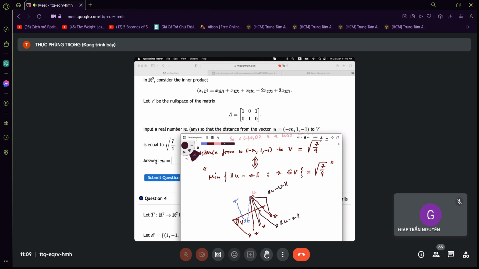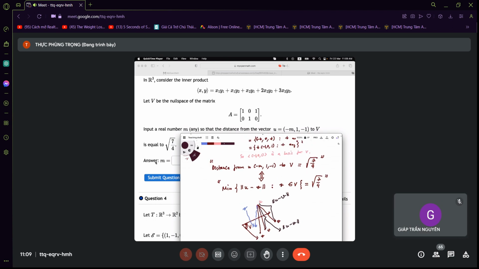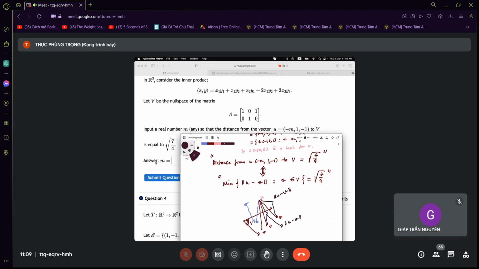All right, so this is one way to do the question. You don't need to look at the projection. So we have so many vectors v in the subspace V, so we have so many distances, the norm of u minus v, right? But the one that minimizes the norm of u minus v is the answer for the distance. So let me go for this and get the answer.